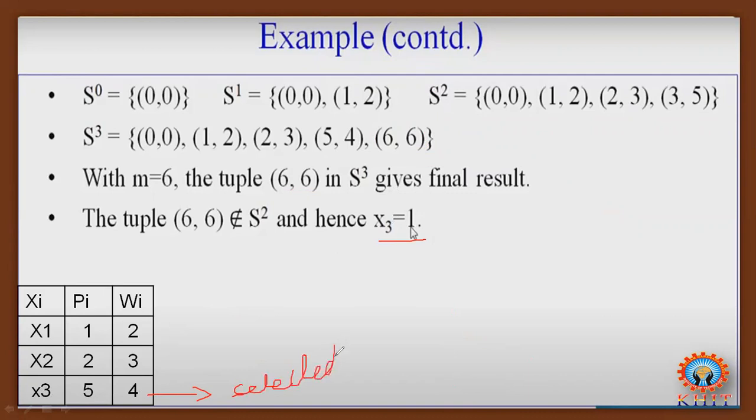This item is to be selected and placed into the bag. Once this item is selected and placed into the bag, profit is 5 and weight is 4. You will get it. Okay.